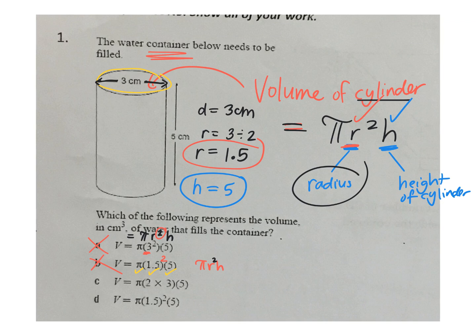C is pi times 2 times 3. What's 2 times 3? 2 times 3 is 6. Is that the radius? No, and they don't even have the squared here either. Okay, so it can't be C. Well, let's make sure that D is the correct answer. Pi times radius squared. Radius is 1.5, like we discovered, has the squared, and the height is 5, so therefore D is the correct answer. So if you got that one right, give yourself a check mark.